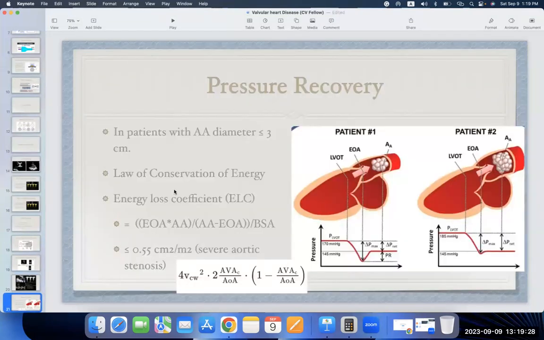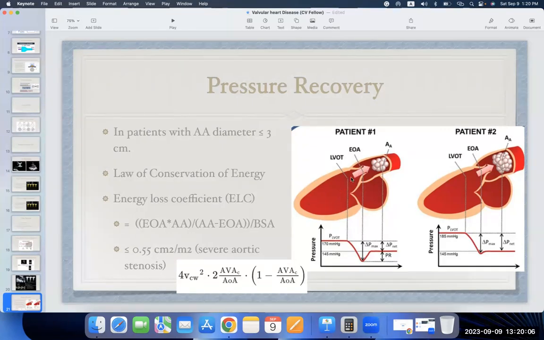The other point that we talked about is the pressure recovery. To understand the pressure recovery phenomenon, you have to understand the law of conservation of energy. This is a basic law in physics, which states that energy usually cannot be destroyed, but it can be changed from one state to another state. So let's take the heart. The LV will start to generate potential energy, static energy, pressure in the blood. Part of this pressure will be converted into kinetic energy, which is what will move the blood across the aortic valve.